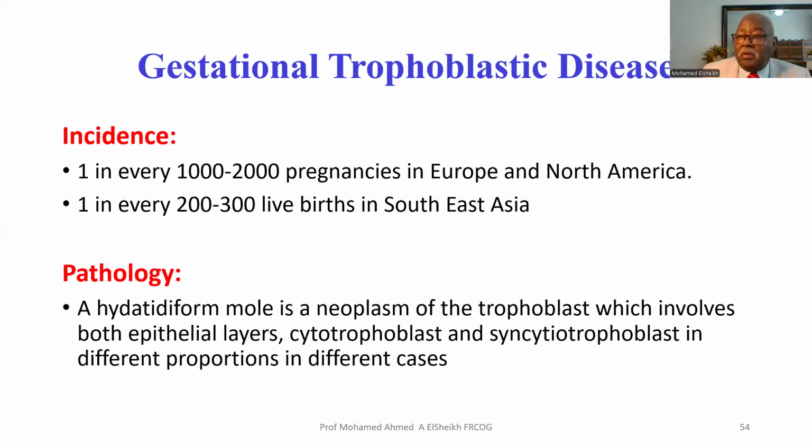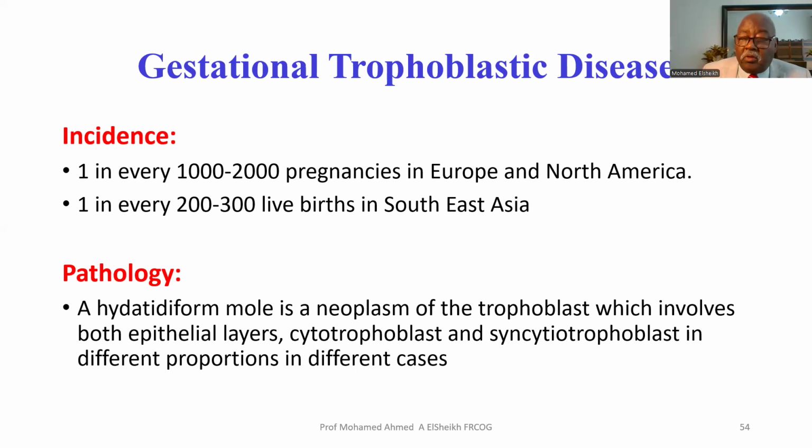Incidence varies according to ethnicity. In the Western world, or the Caucasian, in Europe and North America, it's less frequent, 1 in every 1,000 to 2,000. While in Southeast Asia, it is 1 in every 200 to 300. So you tend to get it more frequently in Southeast Asia.